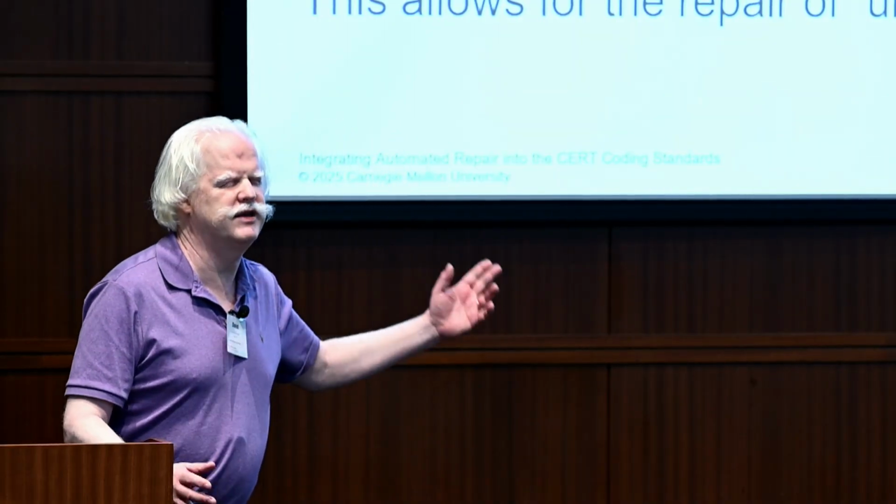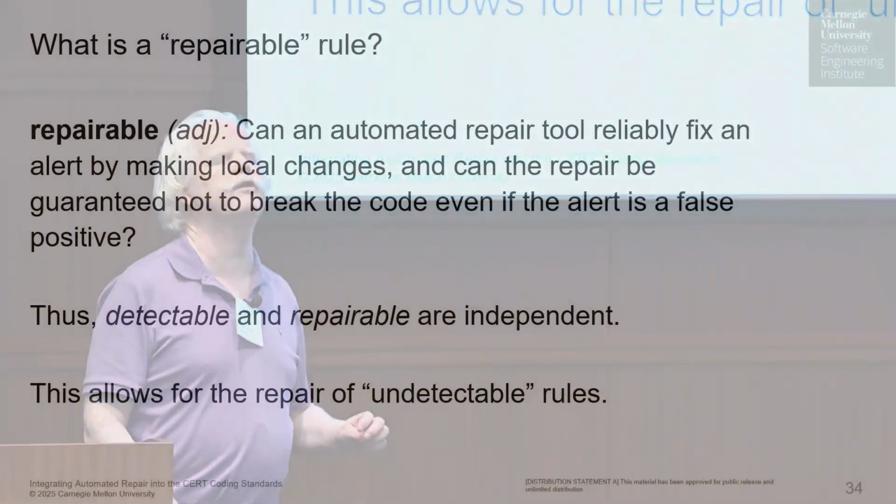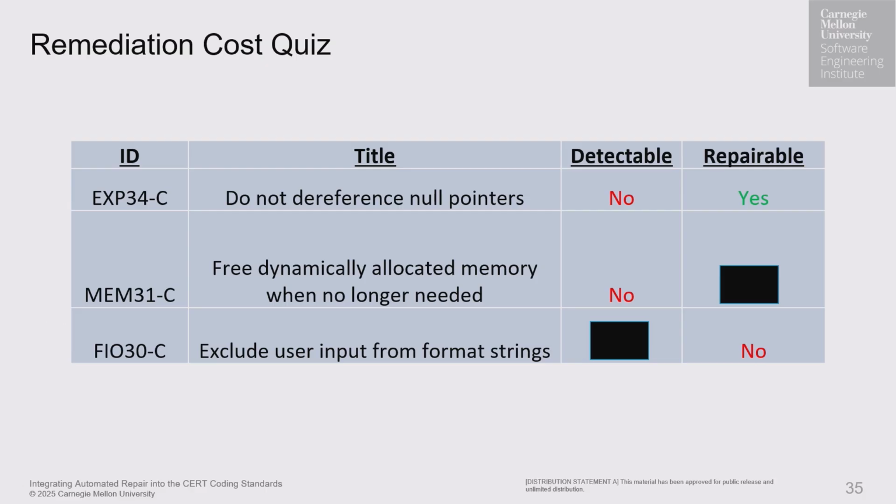And this also makes the definitions for detectable and repairable independent. So a rule can be repairable but not detectable, or vice versa. Okay, so quiz time. Here are 3 CERT rules. The first CERT rule about null pointers is repairable but not detectable. And these next 2, I've left blanks there for you to help fill in.